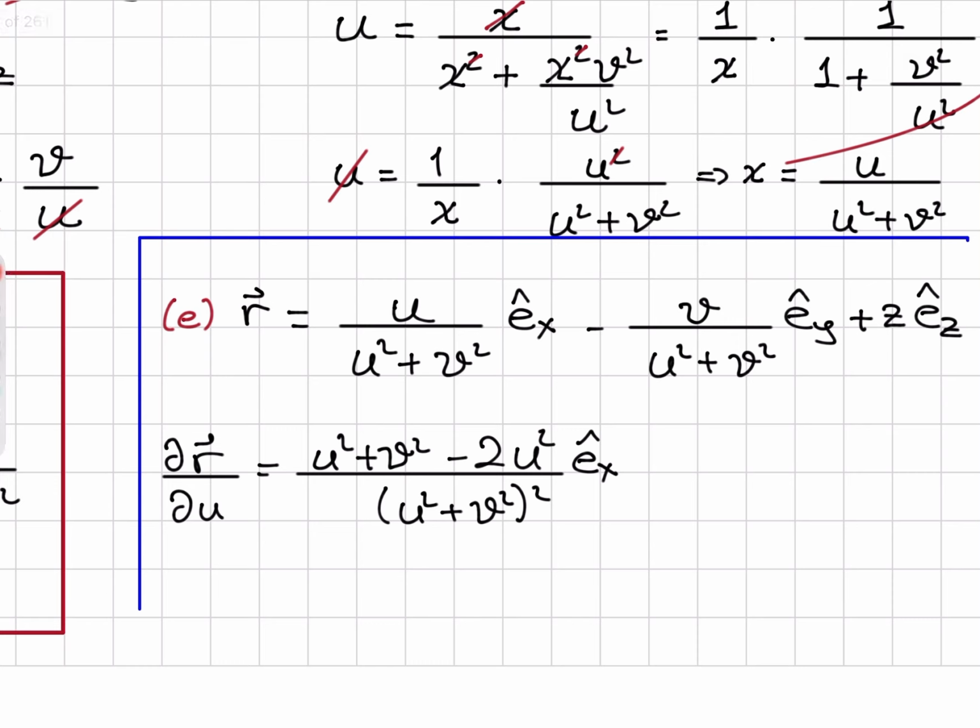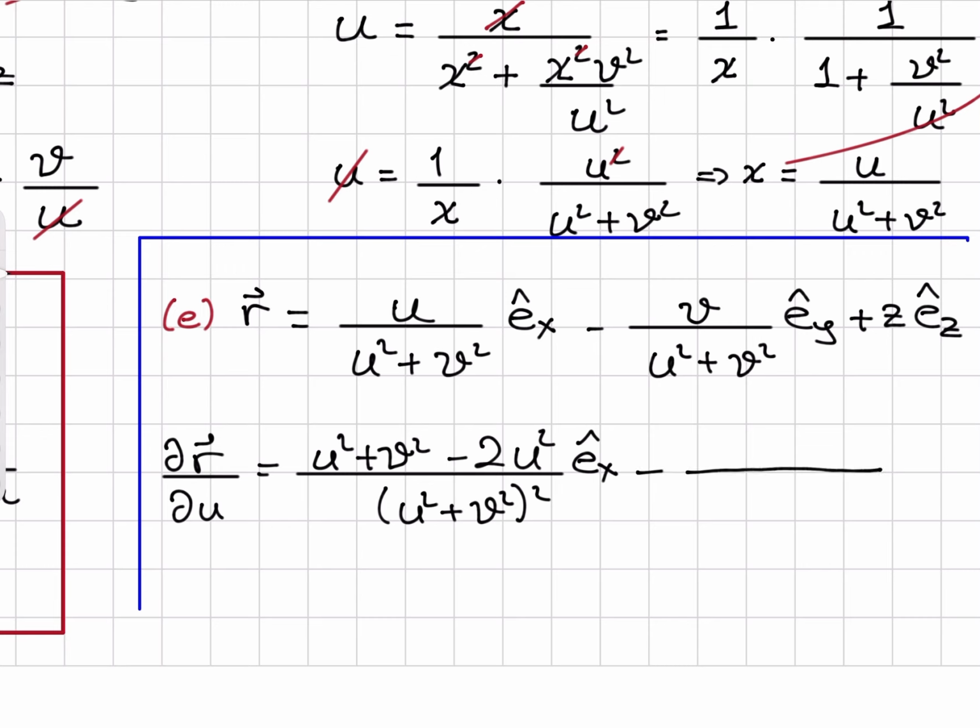Now I'm taking the derivative with respect to u of this term. The derivative of the top is 0 multiplied by u squared plus v squared, which gives 0, minus the derivative of the bottom, 2u, multiplied by the top v, over u squared plus v squared in parentheses squared, in the ey hat direction. Because of the minus sign here, this becomes plus. And there is no contribution from the z part.